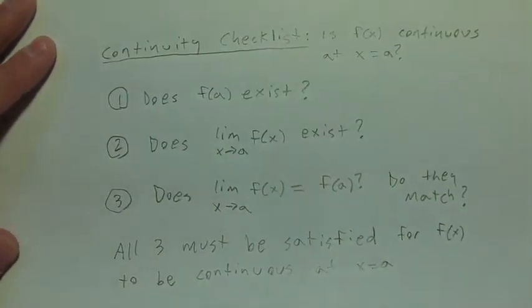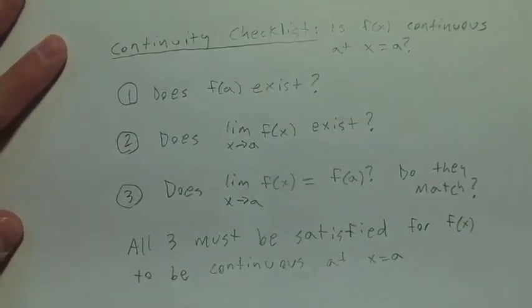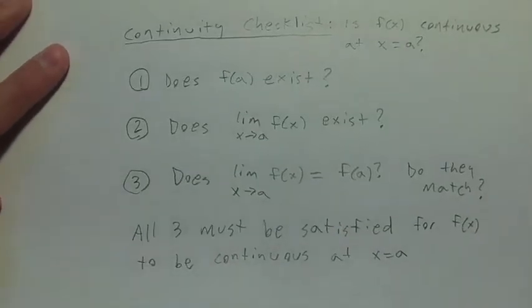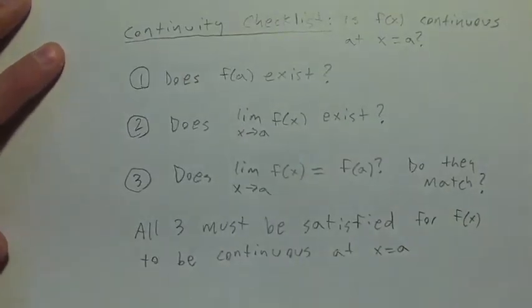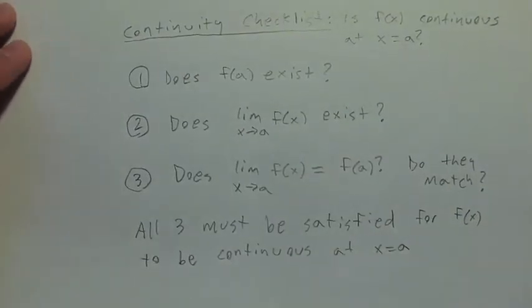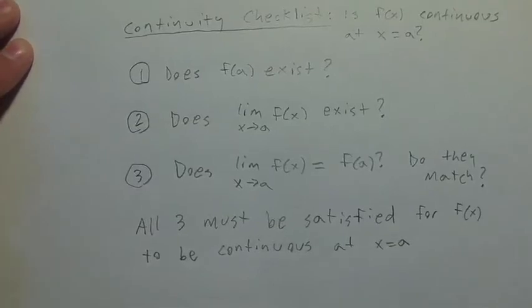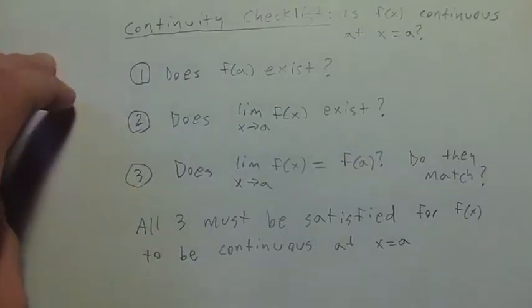Is this function continuous? Well, we go through this checklist and we have this order for a reason, because it's basically the easiest way to go about it. 1, does f of a exist? If you try and plug in the value and you get that the function is undefined there, you're done. Stop. The function is not continuous. You can stop right there. And the reason that one comes first is that's the easiest one to check.